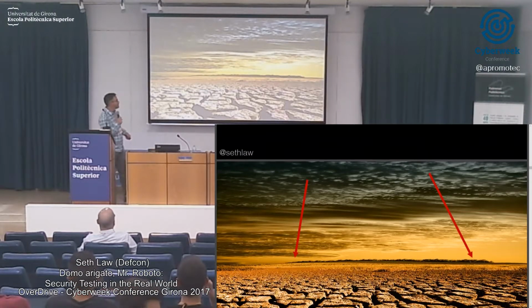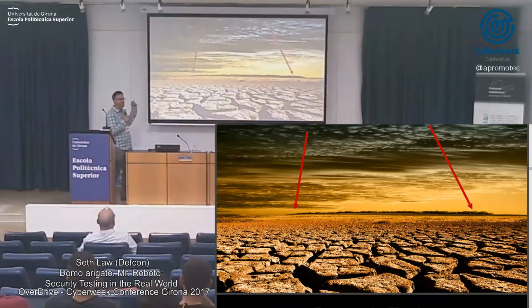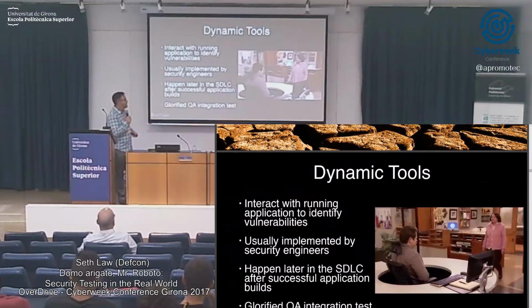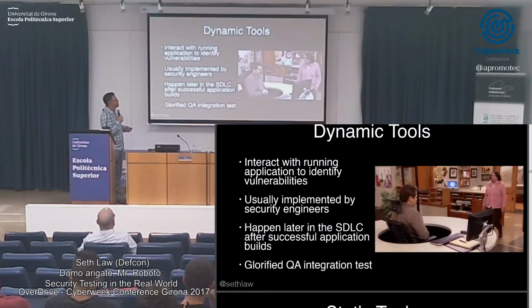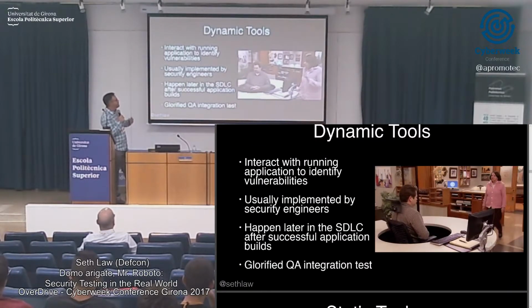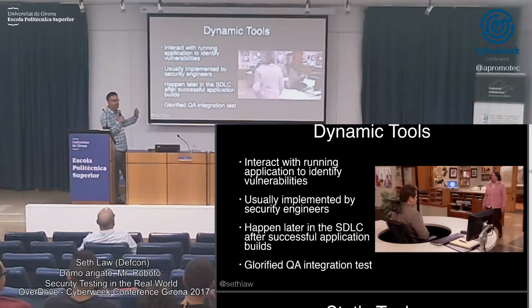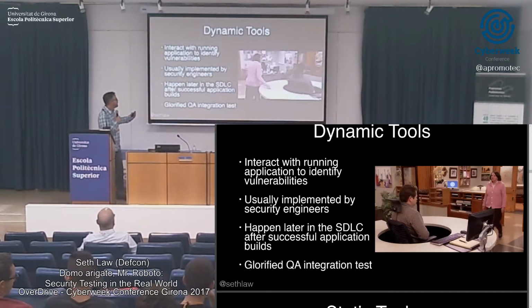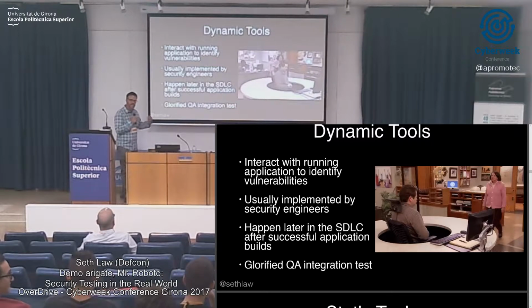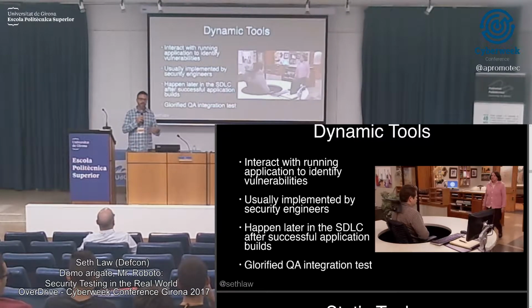Realistically, this is what it looks like, right? At one end of the desert, we've got our static tools. At the other end, we have our dynamic tools, but there's a whole lot of nothing in there as far as security is concerned. And that's where we need to build a couple more checkpoints into this system. So a dynamic tool, I think I already talked about this a little bit, right? We're interacting with a running application, attempting to identify those vulnerabilities. Very often it's implemented by security and not by development.